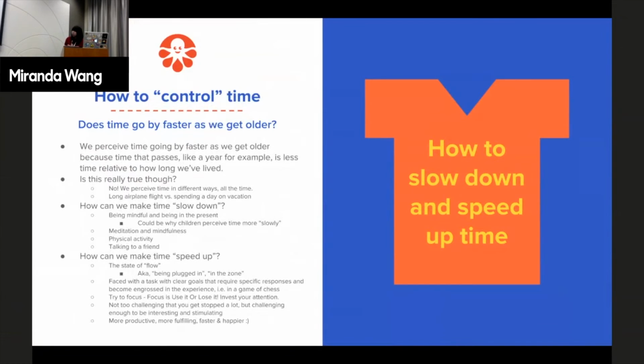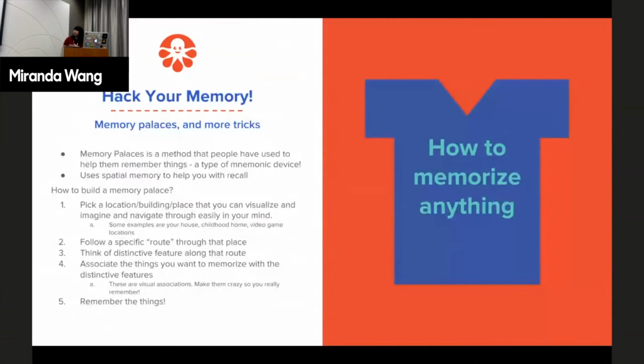And last hack, really quickly, is how to memorize everything. So I'll take one more minute maybe to talk about memory palaces, which is a really effective mnemonic device that many memory experts, people who compete in memory competitions, use. It's a way of using your spatial memory to help you remember things that you're trying to recall.